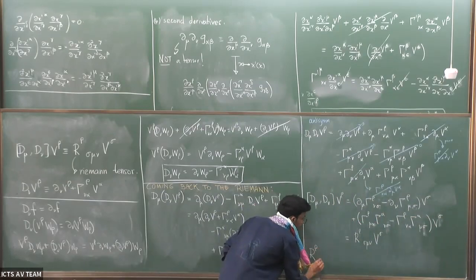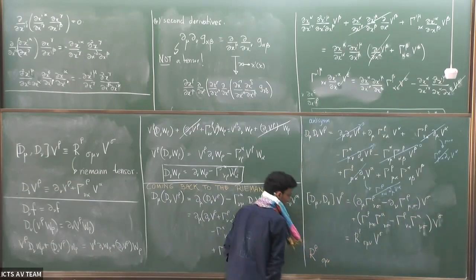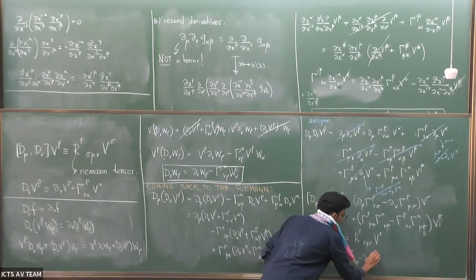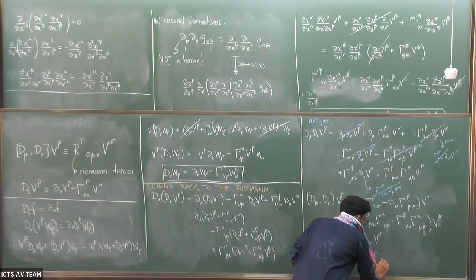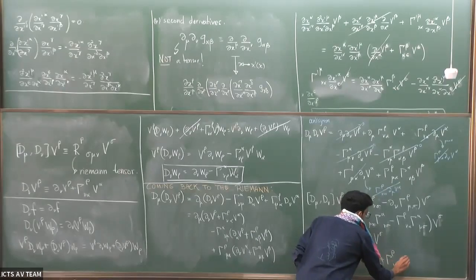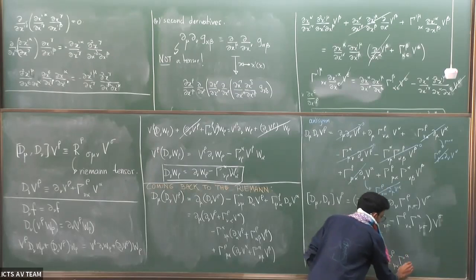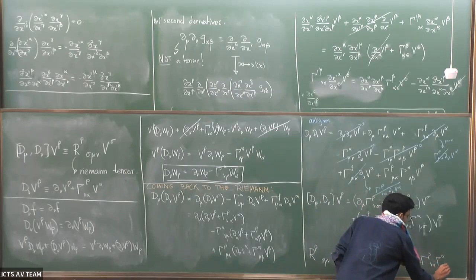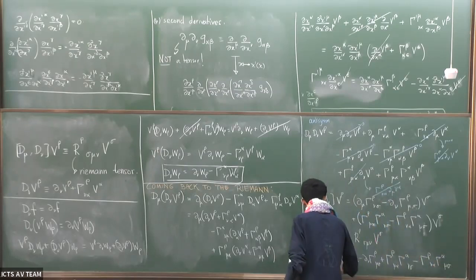The Riemann rho sigma is equal to del mu gamma rho mu sigma minus del mu gamma rho mu sigma plus gamma. You should check this expression. If there's a mistake, you guys should do it again. I won't do this again. That's the Riemann.